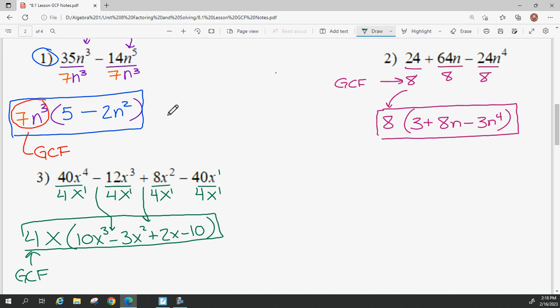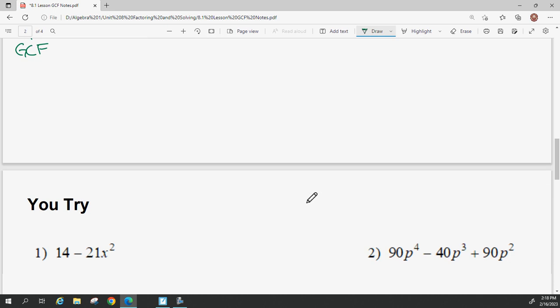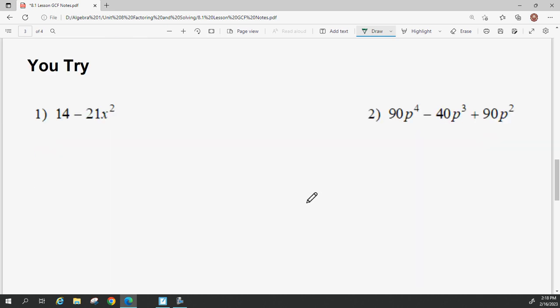So if you tried these and you got stuck or you don't understand what I did here, please do make sure you ask for help before you go on to the you try problems. But if you're ready to go, there's 2 problems here. Try them, and then the answers will pop up. If you get either one of them wrong, one or both, please do raise your hand and ask for help before you move on to the practice.